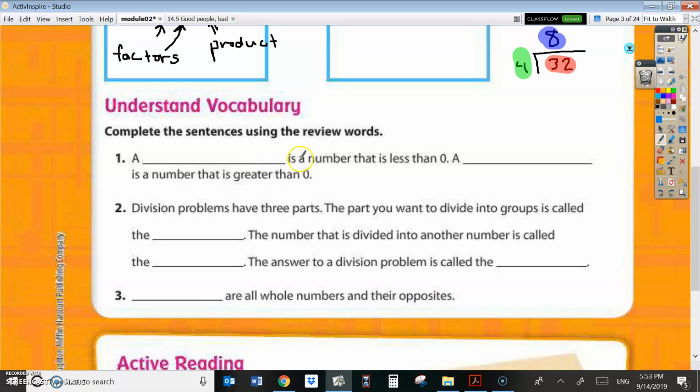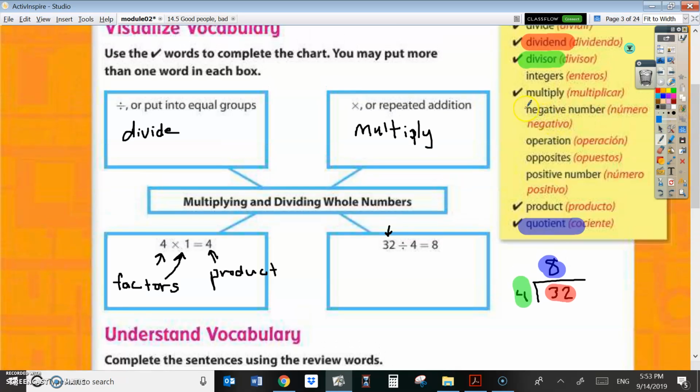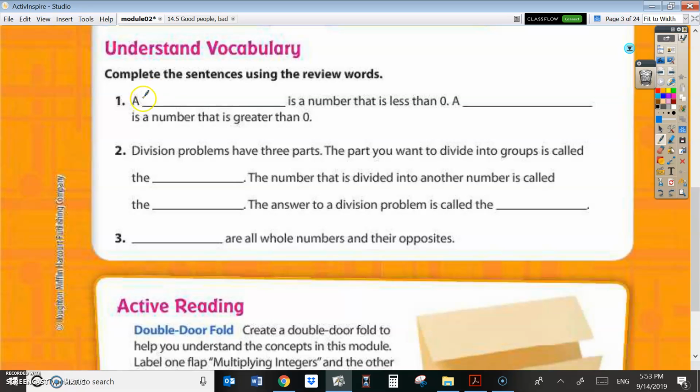A blank is a number that is less than 0. Looks like a negative number. A blank is a number that is greater than 0, a positive number.